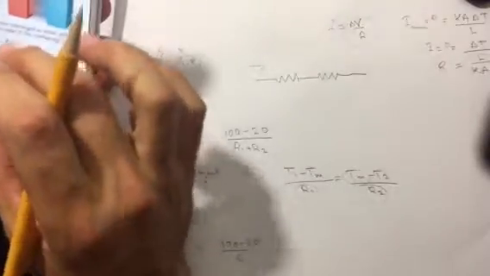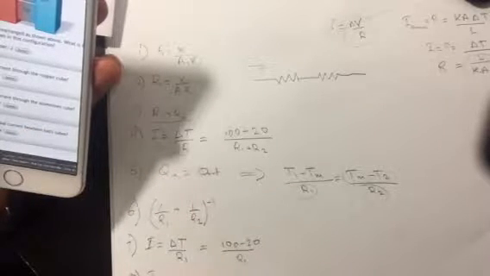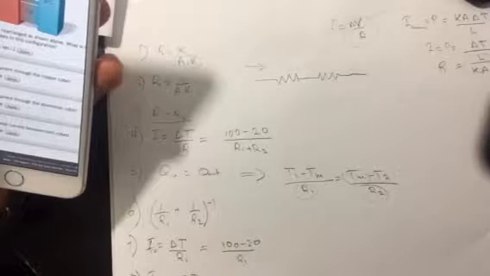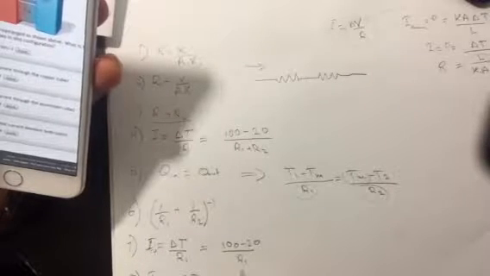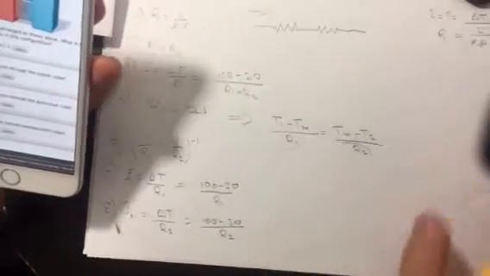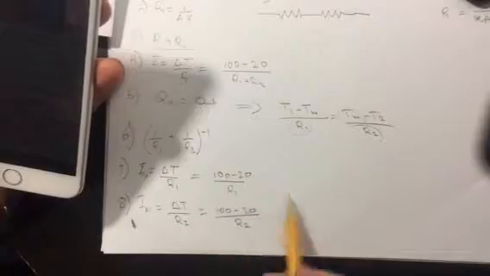And then for number 8, what's the thermal current through the aluminum cube? Same thing we do. I aluminum equals delta T divided by R2, which is 100 minus 20 divided by R2. This is the answer for number 2.